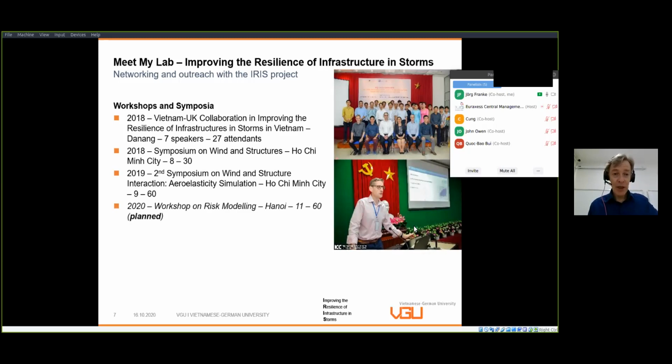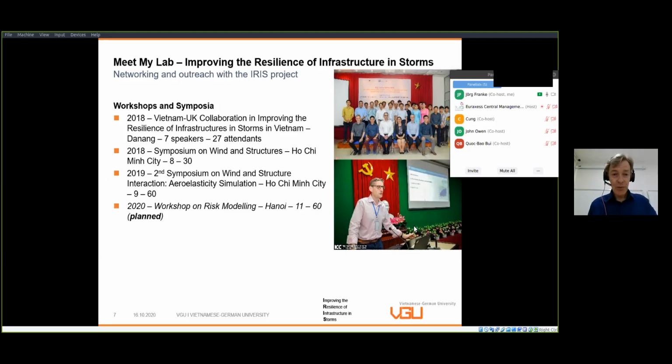And now we're planning our next workshop, which is then on risk modeling, putting everything together like Cung just presented. That should be in December in Hanoi. Due to the travel restrictions, that should be an online workshop or a mixture of a present and online workshop, and we hope that we will reach 60 participants, maybe not only in Hanoi, but all over Vietnam.